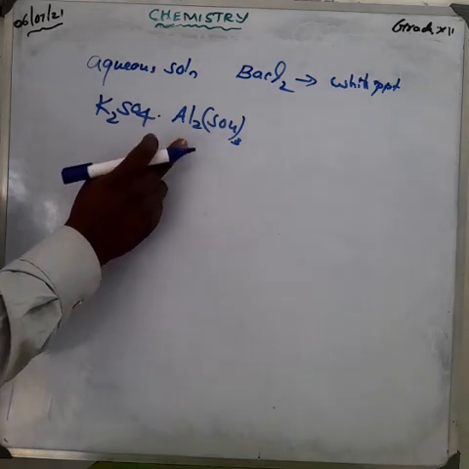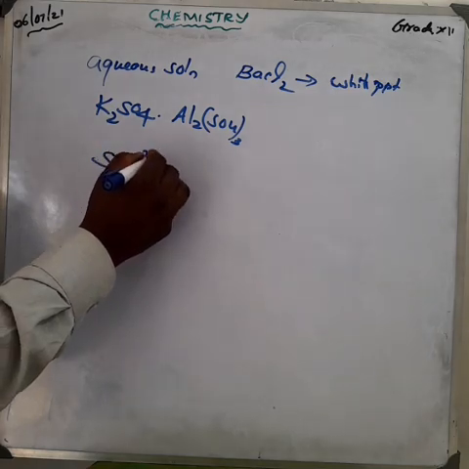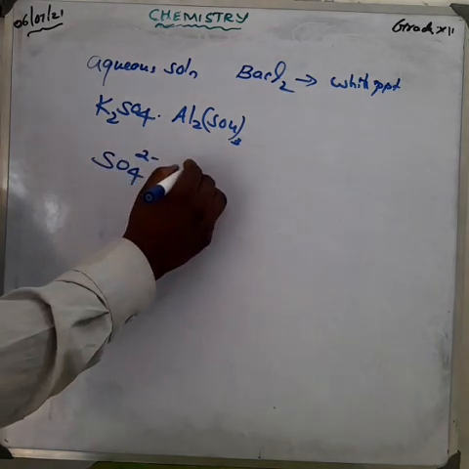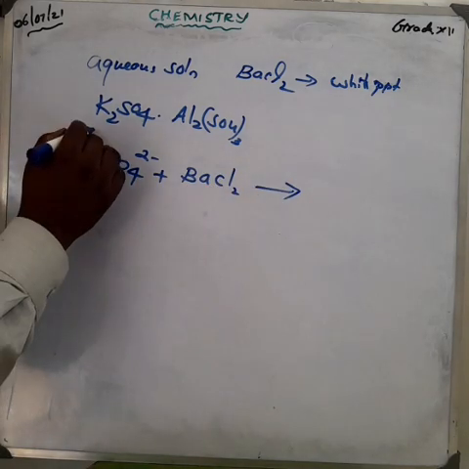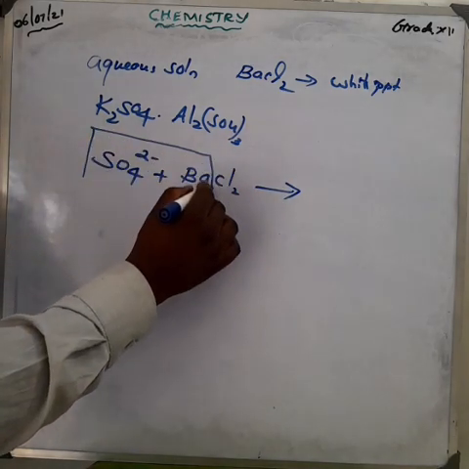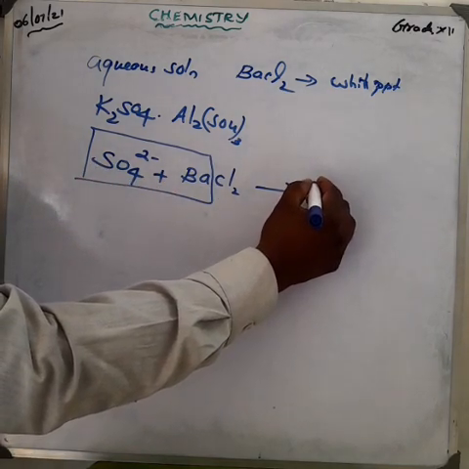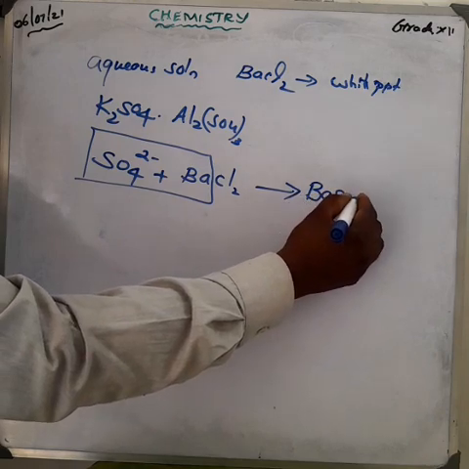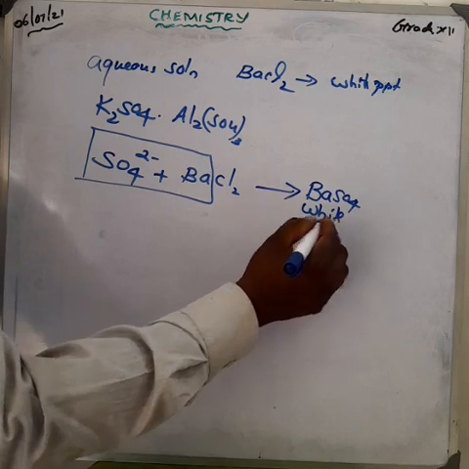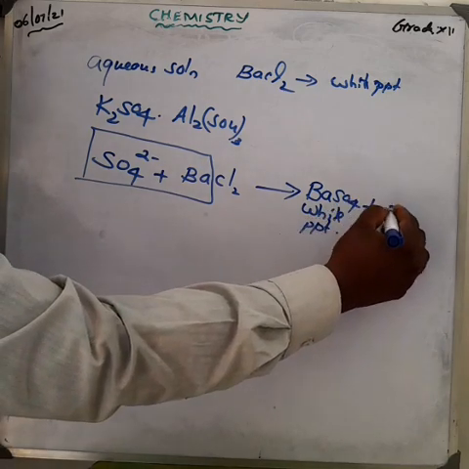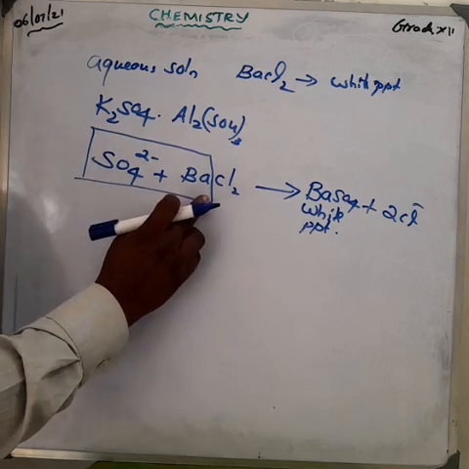So here the sulfate ion reacts with barium chloride. Okay, this sulfate ion reacts with the barium chloride. We get a white precipitate of barium sulfate. So how to write the equation? Barium chloride.